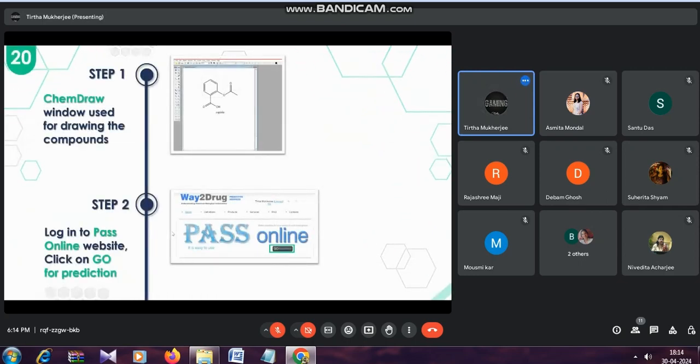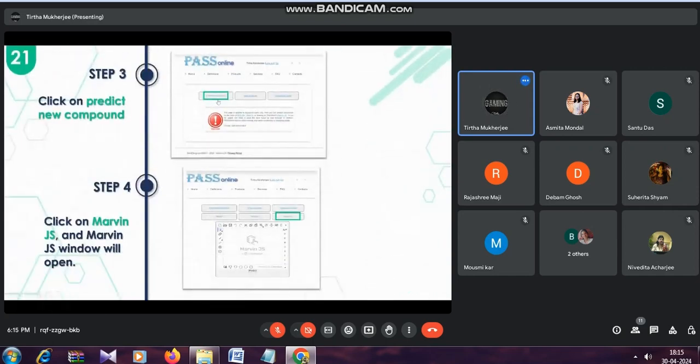In step 1, I have used the ChemTro window for drawing the compounds. In step 2, I have logged in to the Pass Online website and clicked on Go for Prediction. In step 3, I have to click on Predict New Compound and then Marvin chess. Then after clicking Marvin chess, this Marvin chess window will appear.